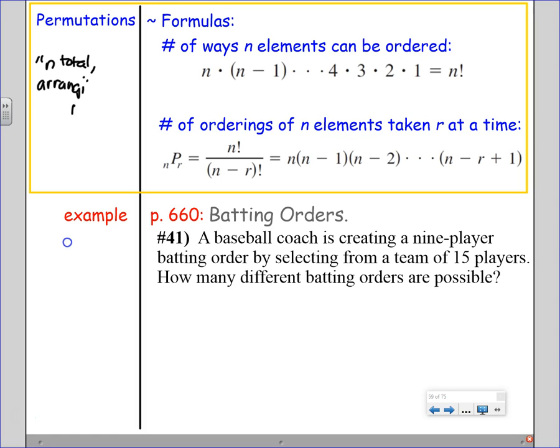You could say arranging, you could say ordering. Pretend that's a G.